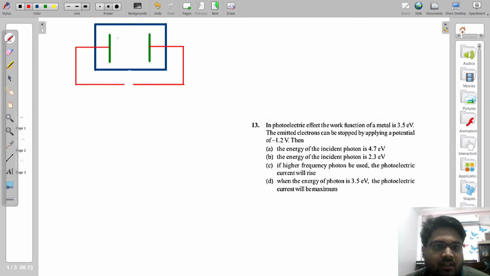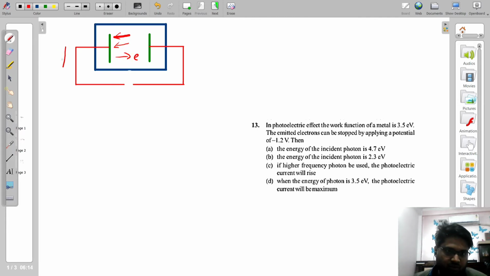In this question, a light of suitable frequency is falling on the surface and due to which electrons are ejecting. An electron starts flowing in the circuit. So due to flow of electron, we have a current opposite to the direction of electron. So to stop the flow of electron, we have to stop the current.